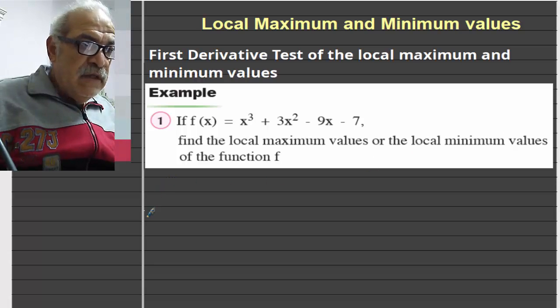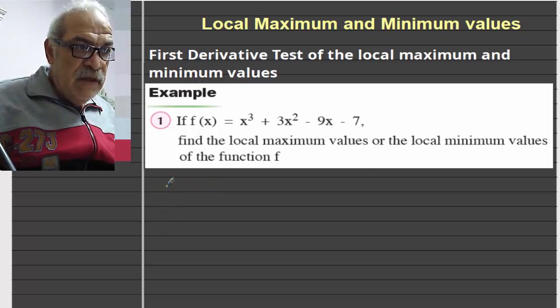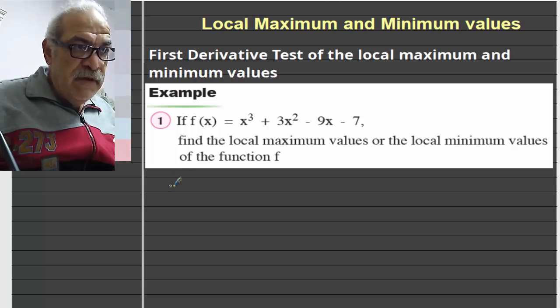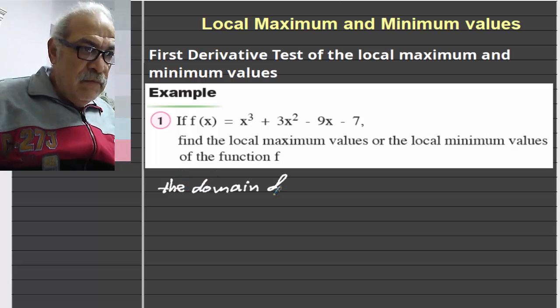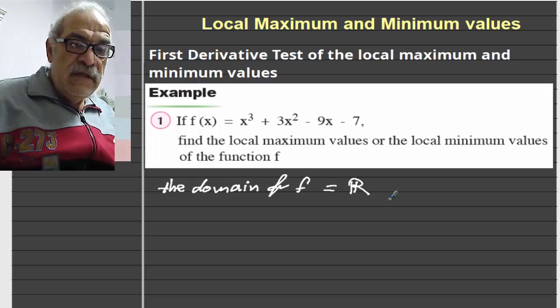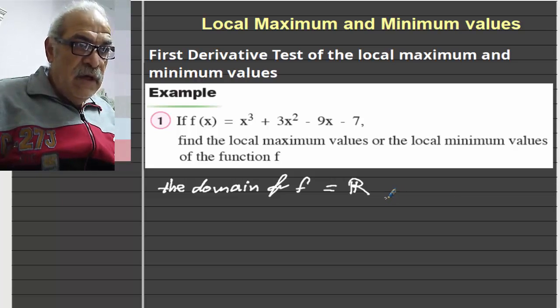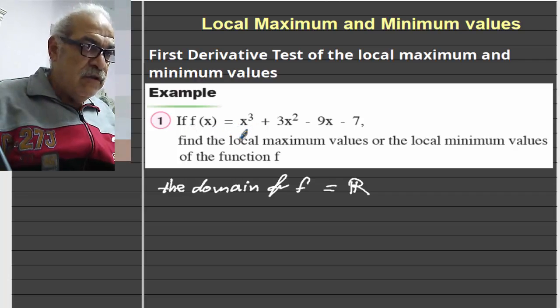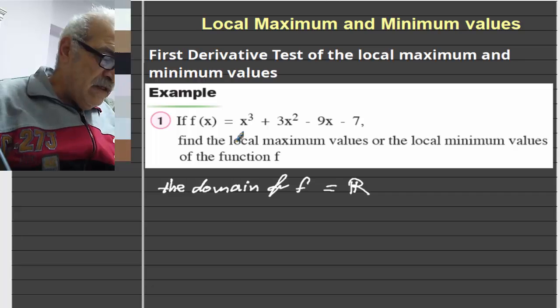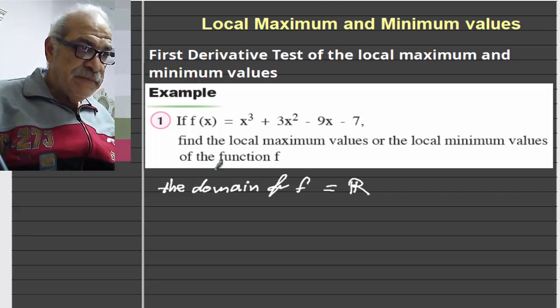First, we must consider the domain. The domain of the function f here is R, and we write it: the domain of the function f equals R, where R is the set of all real numbers. Okay, and also f of x is a continuous function. Now we will find the first derivative.